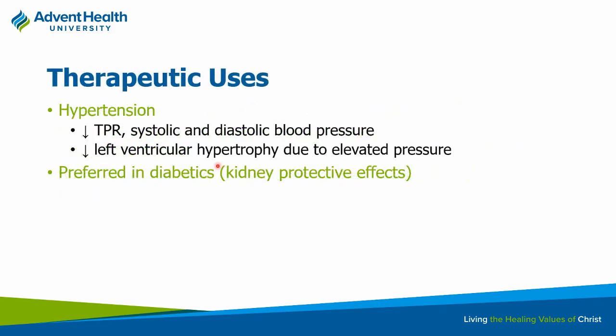So how are we going to use them? Well, they're going to be really good for treating hypertension. They're going to get total peripheral resistance down. They're going to be able to get systolic and diastolic pressure down by their effects on the RAS system and inhibiting the production of angiotensin II. And you'll also find that you can decrease left ventricular hypertrophy due to that elevated pressure, right? So it's going to be working mainly on the afterload side of things to help decrease the strain on the left ventricle, right?